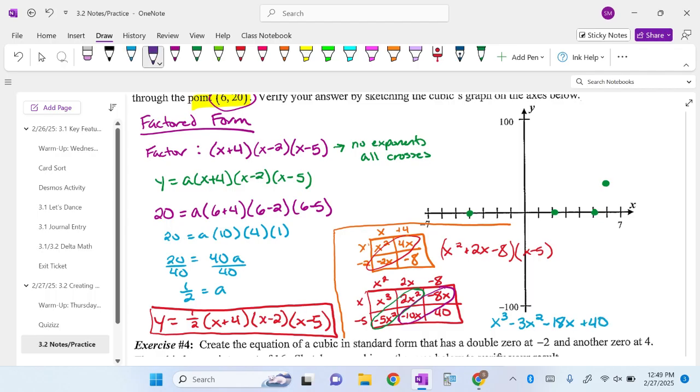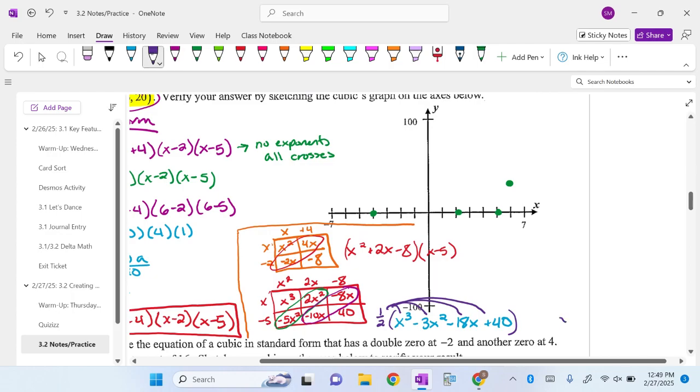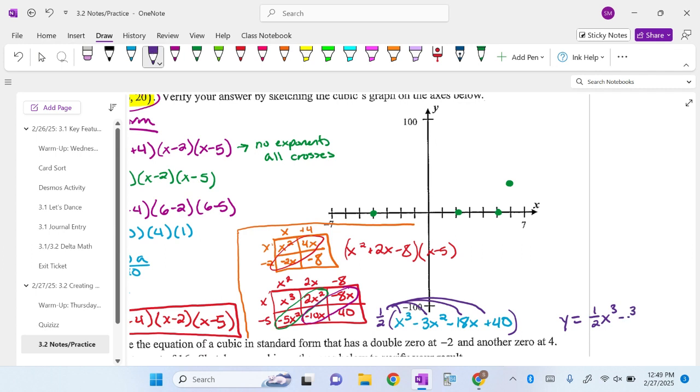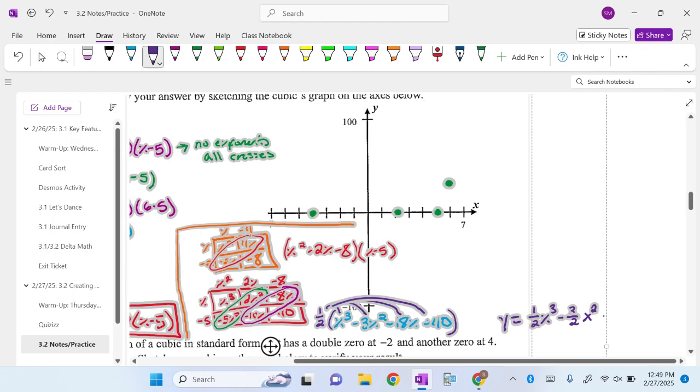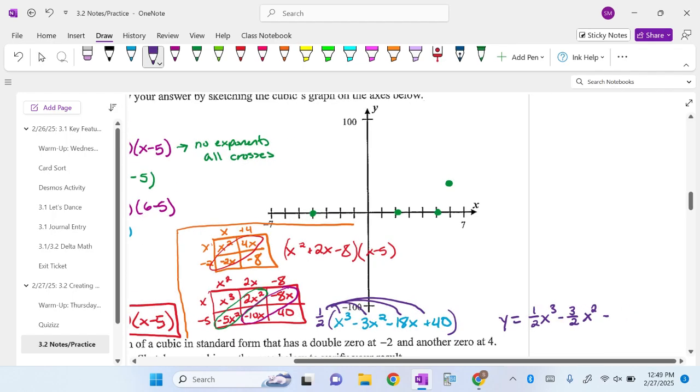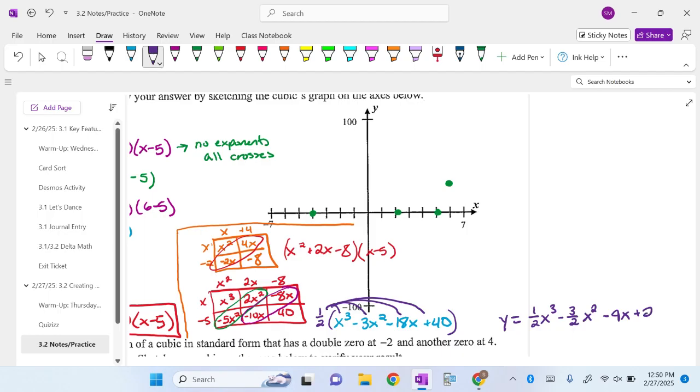Now, I'm not done because I got to do one more thing. What's my last thing I got to do? I got to multiply this all by 1/2, which is my a value. So essentially, you're dividing all the terms by 2. So, my y equals 1/2 x cubed minus 3 over 2, because that's 3 times 1/2, x squared, minus, what's 18 divided by 2? 9x, plus 40 divided by 2, 20. And there we have it in standard form.